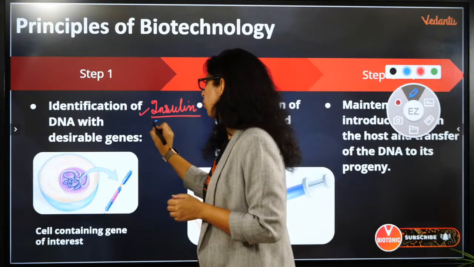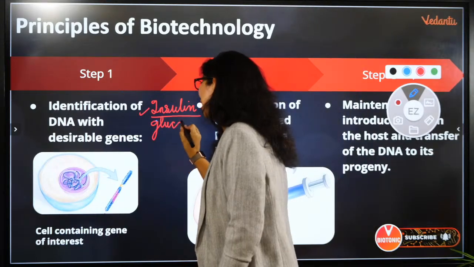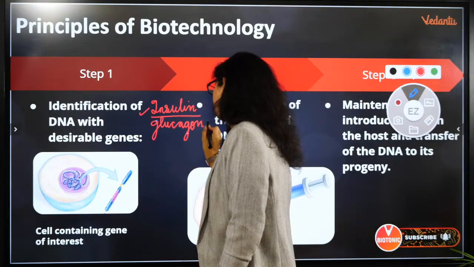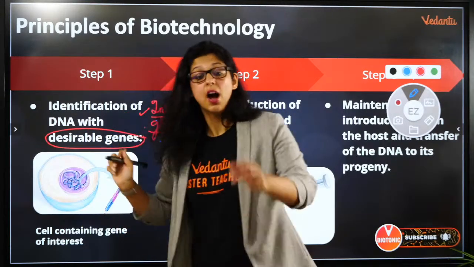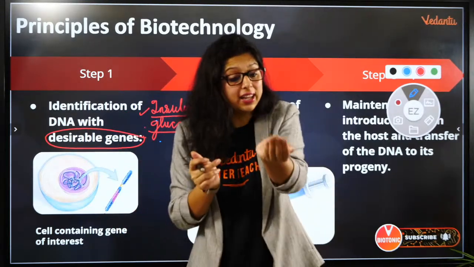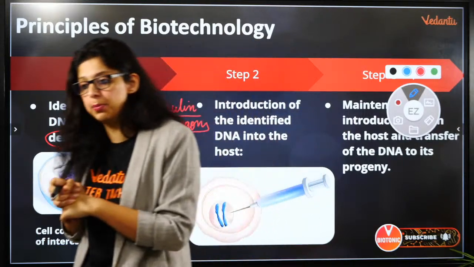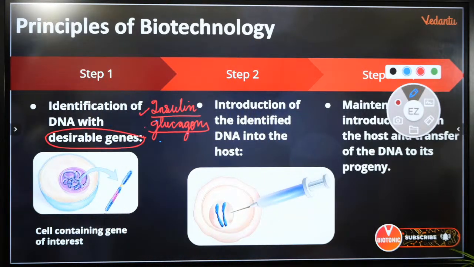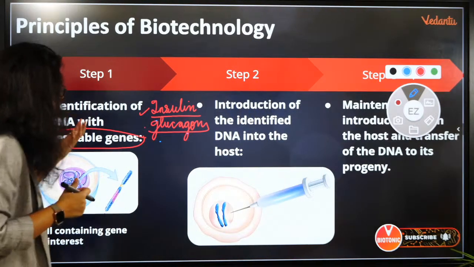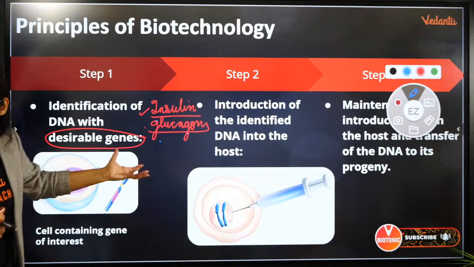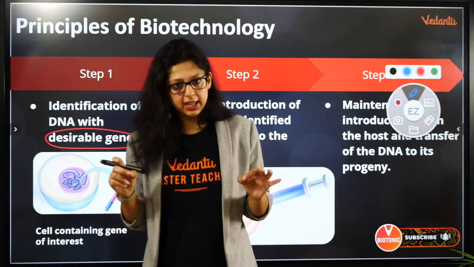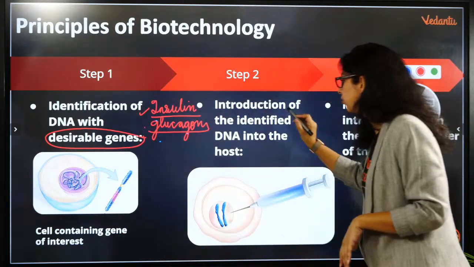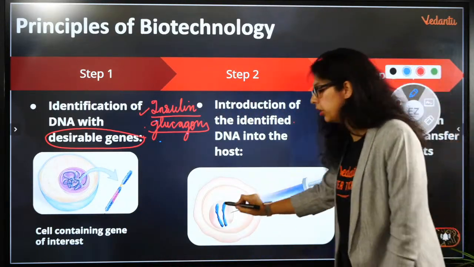So insulin. I want to make glucagon. I need to identify the desirable gene. I need to take it out. How will I cut it so that I can identify and take out the desirable gene? For that, I will have enzymes. Those enzymes are called molecular scissors or restriction endonuclease. Done. Okay. Step 2. I will introduce the identified DNA into the host.